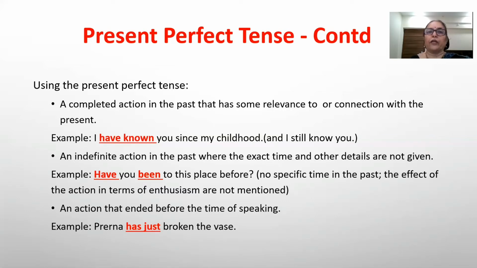Next one, an action that ended before the time of speaking, just before. Before going to this present perfect tense, we were talking about present continuous tense or present progressive tense. So that happened just a few minutes back. Prerna has just broken the vase, which means just a few minutes back she broke that. So here we came across three things: a completed action in the past that has some relevance to or connection with the present, then an indefinite action in the past where the exact time and other details are not mentioned, and then the action which has happened just a few seconds back when the speaker is speaking.